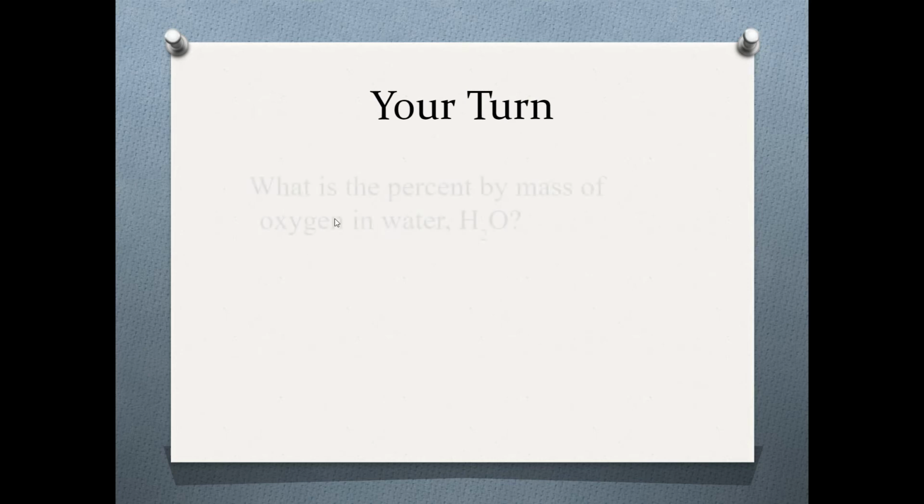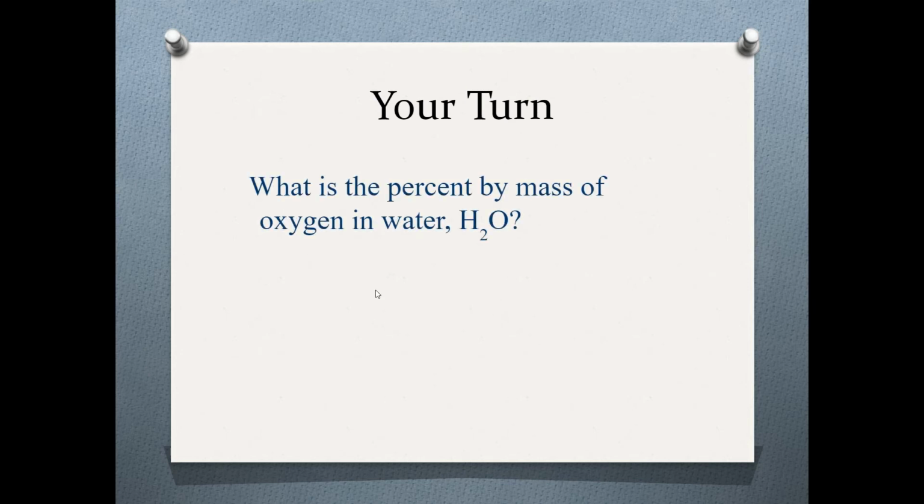So you try one. Find the percent by mass of oxygen in water, H2O. Pause the video, use a periodic table and a calculator, and see if you can determine it.